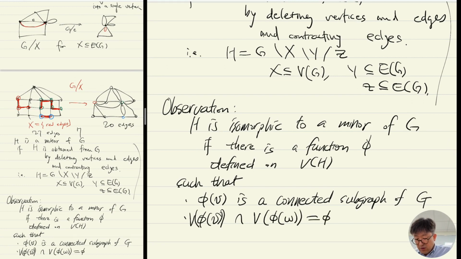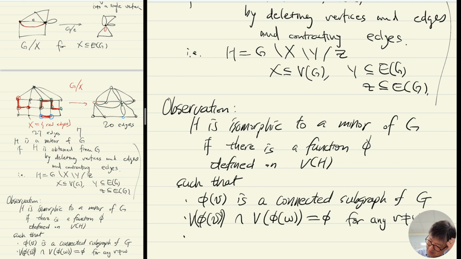So for any distinct vertices, right? The vertices of H are mapped to connected subgraphs of G, and they are mapped to disjoint connected subgraphs. And okay, that's not all actually. I need to define another function.